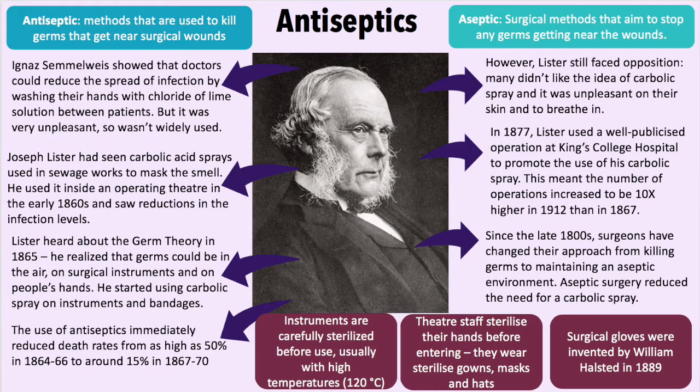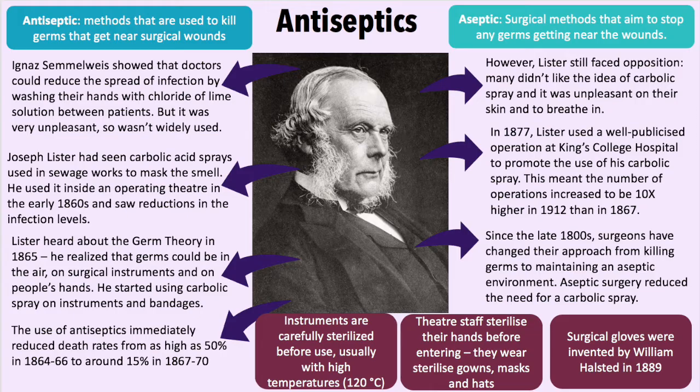Anaesthetics had solved the problem of pain, but surgeons were still faced with high death rates from operations due to the amount of infection. Antiseptics and later aseptics help prevent this by killing germs. There are two main types of approaches for reducing infections during an operation. Antiseptic methods are used to kill germs that get near surgical wounds, whereas aseptic surgical methods aim to stop any germs getting near the wound.